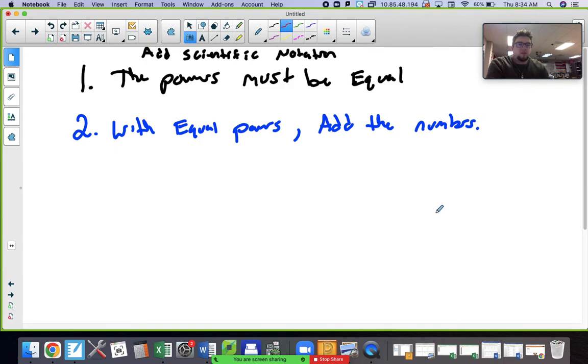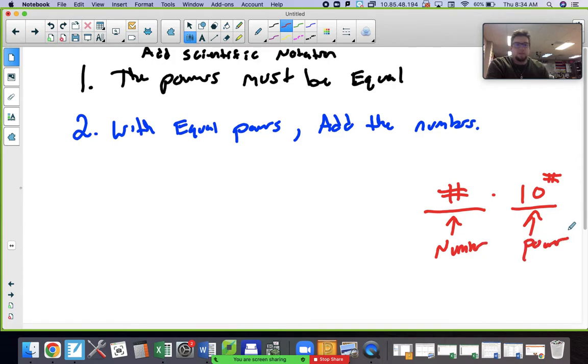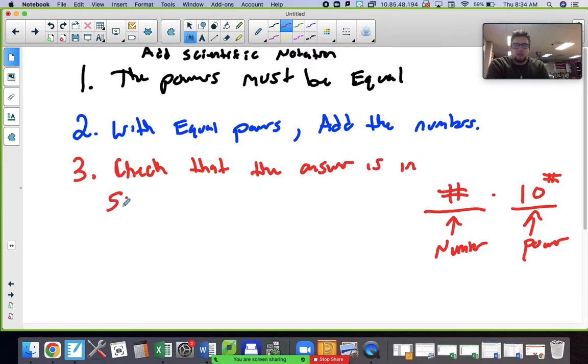Remember that in scientific notation, you have the number, and then you have the power. Very different. This is the number, these are the powers. Number and power. The last thing we're going to check is that the answer is in scientific notation.